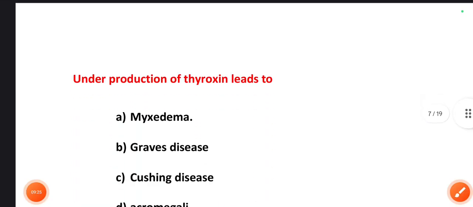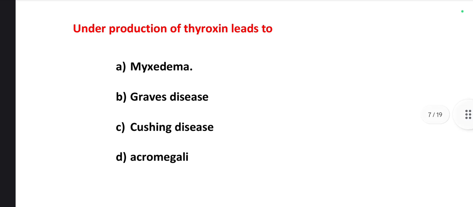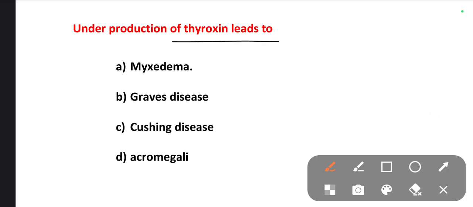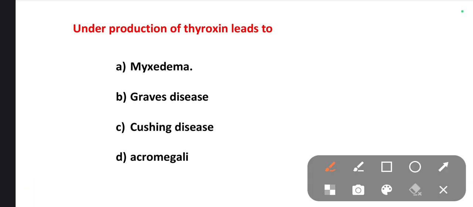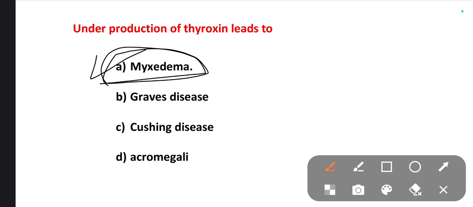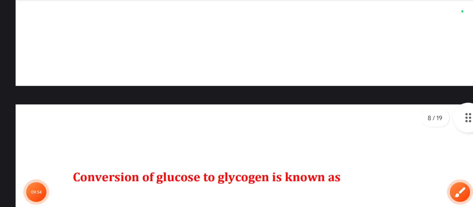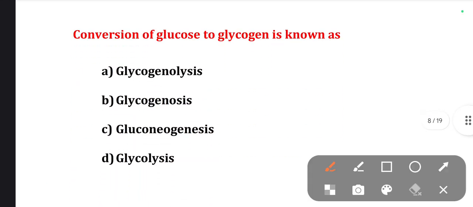So the next question is, underproduction of thyroxine leads to. So when the thyroid gland does not secrete a sufficient hormone, that is thyroxine, what will happen? Options are myxedema, Graves disease, Cushing disease, acromegaly. The right one is myxedema. Okay, so this is a feature of when the person is having underproduction of thyroxine.